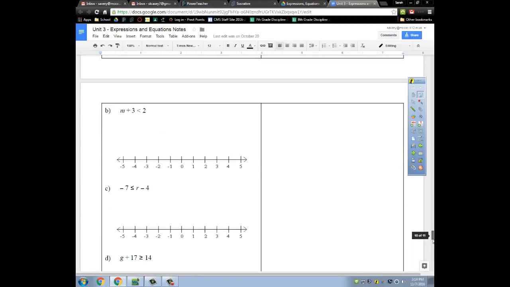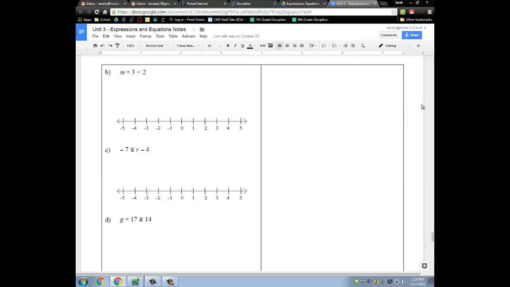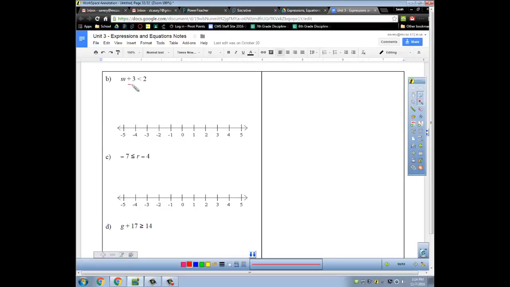So for part B, we're still solving these the same way. Instead of plus 3, I'm going to subtract 3 from both sides. Get m is less than 2 minus 3 is negative 1. So going back to the previous page, this is going to be an open circle on negative 1 because it doesn't have the little line underneath. And I want numbers that are less than negative 1, so shade where numbers are less than. Part C is the hardest one we're going to do.